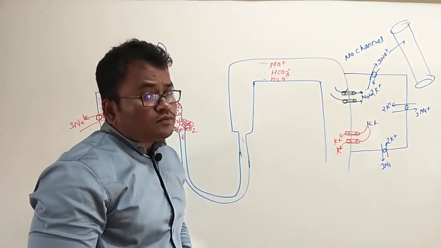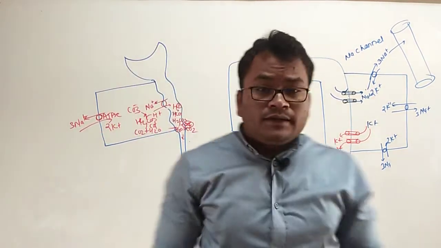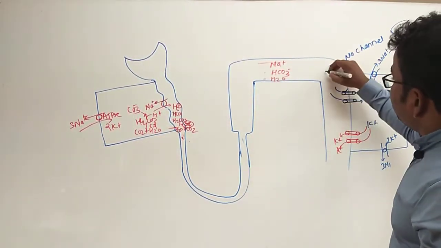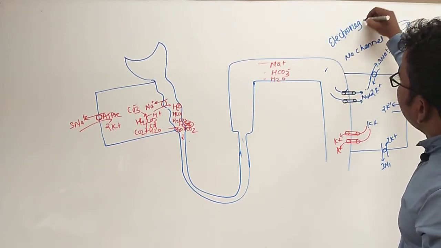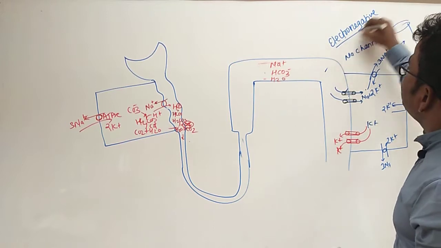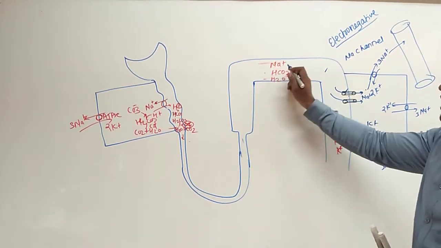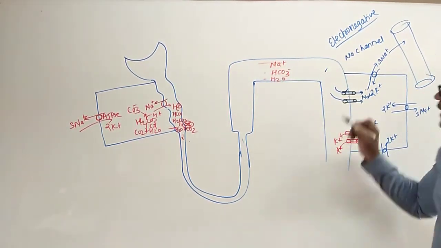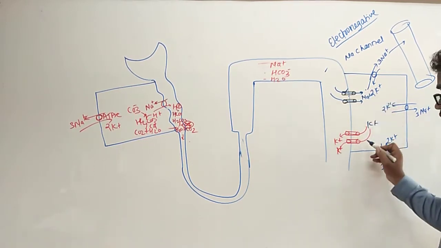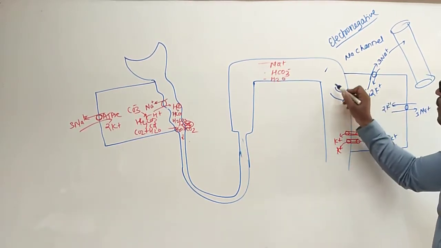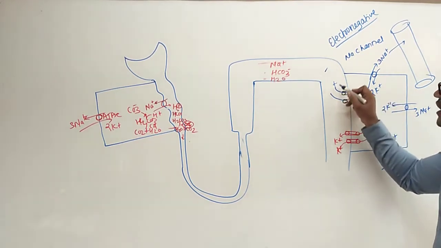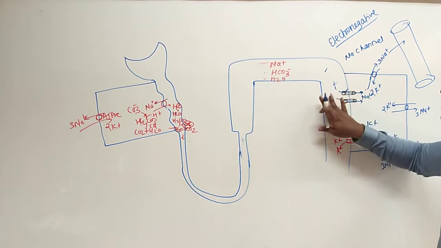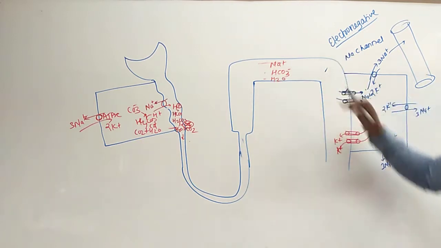Next point. This luminal side is electronegative. Why is it electronegative? Let's see. The reabsorption of sodium is more than the excretion of potassium. Hence, more positive ions are dragged into the cells. That leads to fewer positive ions in the luminal side, and that leads to electronegativity.